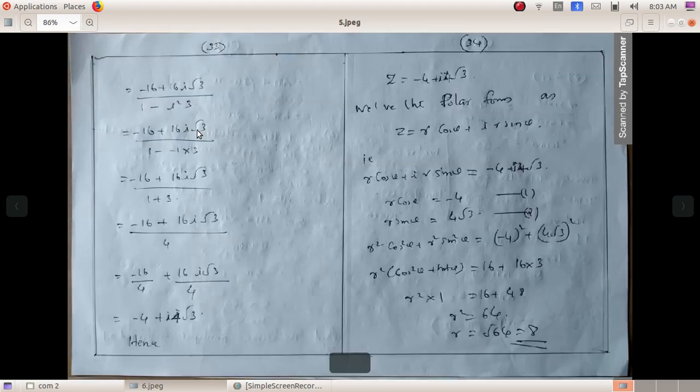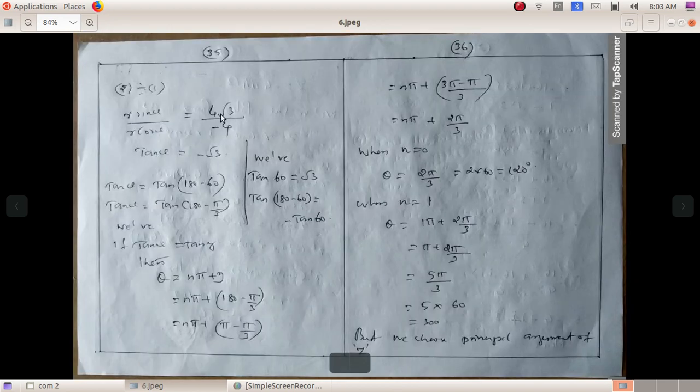What is r sin theta? R sin theta is equal to 4 root 3 divided by minus 4. Okay, 4 cancelled. So the answer is minus root 3. We know that tan 60 is equal to root 3. Then what is tan(180 minus theta)? Our reduction formula: tan(180 minus theta) is equal to minus tan theta. Here tan(180 minus 60) is equal to minus tan 60. So minus tan 60 is what? Root 3. So minus root 3.